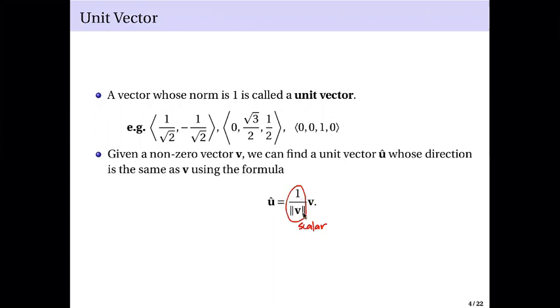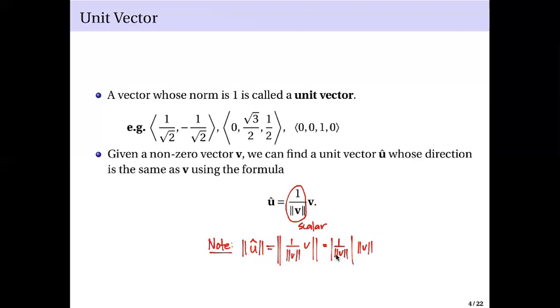And v here is a vector. So this whole guy here, it is a vector. But this is a unit vector since, look, if you take the magnitude of u hat, this is equal to the magnitude of 1 over magnitude of v times v. But 1 over magnitude of v is a scalar. So this is just the absolute value of 1 over magnitude of v times magnitude of v, by the property that we have.